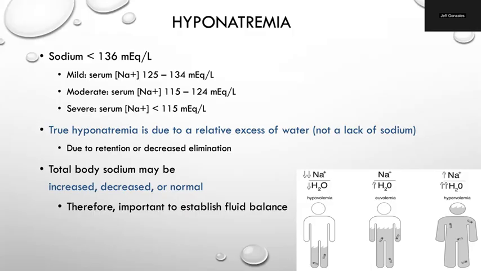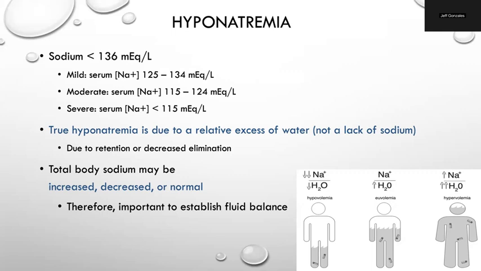True hyponatremia is associated with a low serum osmolality, meaning less than 280 milliequivalents per liter. Cases where serum osmolality is normal or high are termed pseudohyponatremia and will not be discussed.